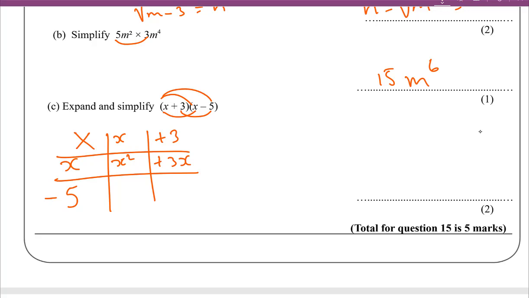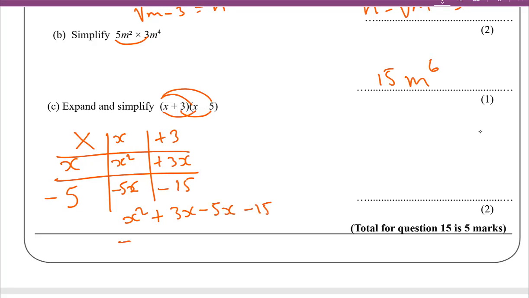And that will help you write down the answer. Minus 5 times x is minus 5x, and minus 5 times plus 3 is, because negative times positive is negative, minus 15. Write out the answer, so that gives us x squared, everything in here, plus 3x, minus 5x, and minus 15.